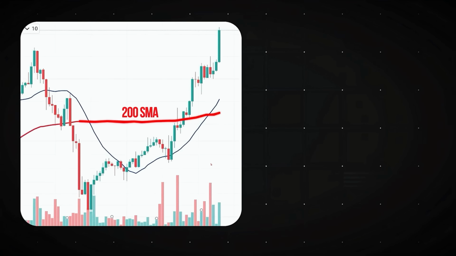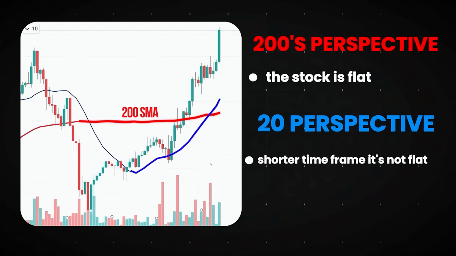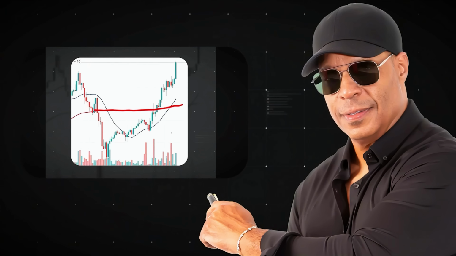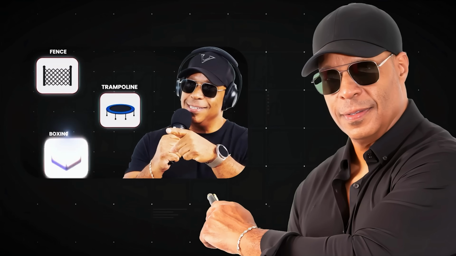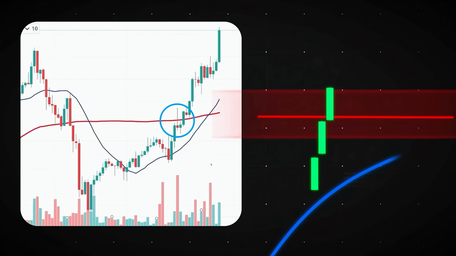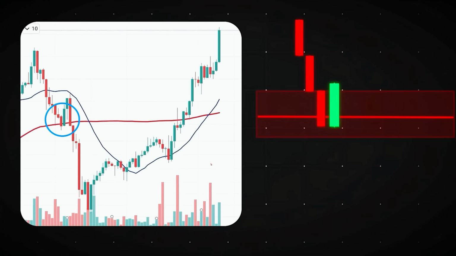Now here's something interesting. We've got this flat 200 here, which means that from the 200's perspective, the stock is flat, all right? But from the 20 perspective, a shorter time frame, it's not flat here. And that's what we're going to really talk about today. We've covered the 200 being flat, being at its strongest, but also that it is not just a skinny line. It is a zone, if you will. So don't get confused and think that this is a true break of the 200. It's just a press up against the zone of the 200. This is not a break of the 200. It's just a press up against the zone of the 200.